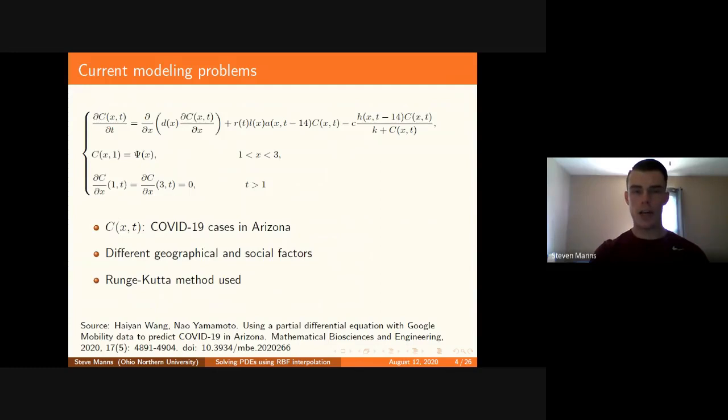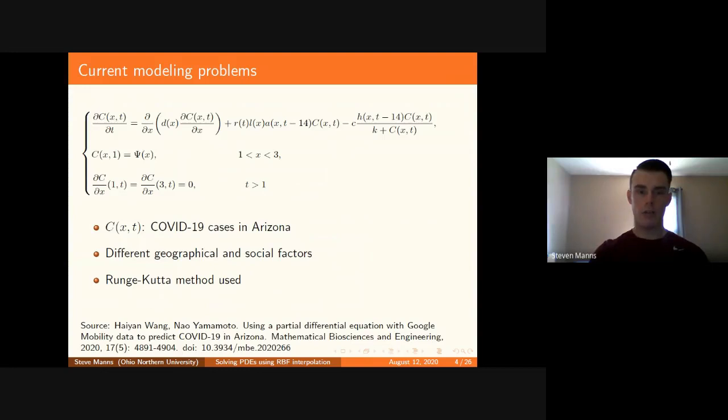All of us are aware by this point of what impact COVID-19 has had on our lives, and I suspect many of us have read or even worked on papers in which mathematical models are being used to try to understand the dynamics of the disease. Many of these papers are using compartmental models such as the SEIR. However, there are some papers in which PDEs are being used, such as the example presented here.